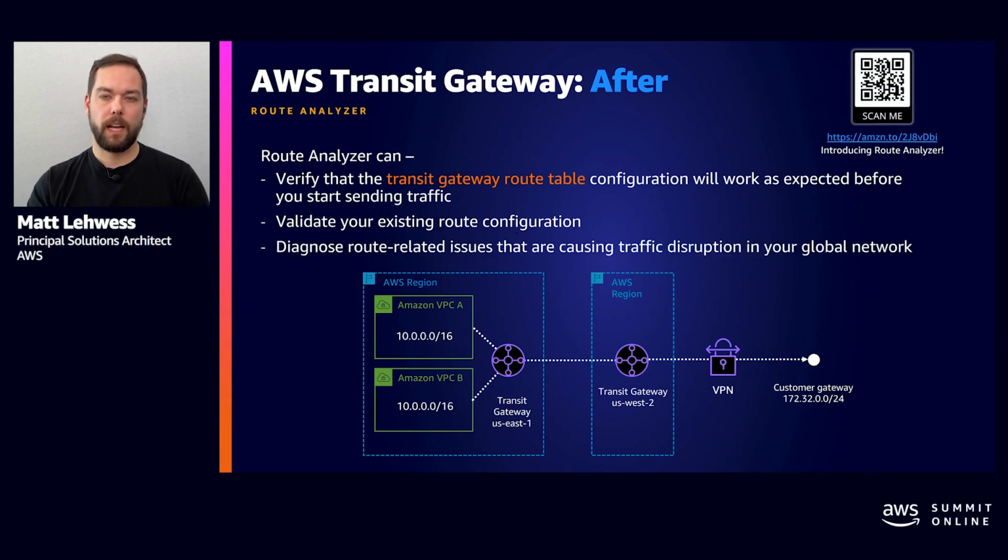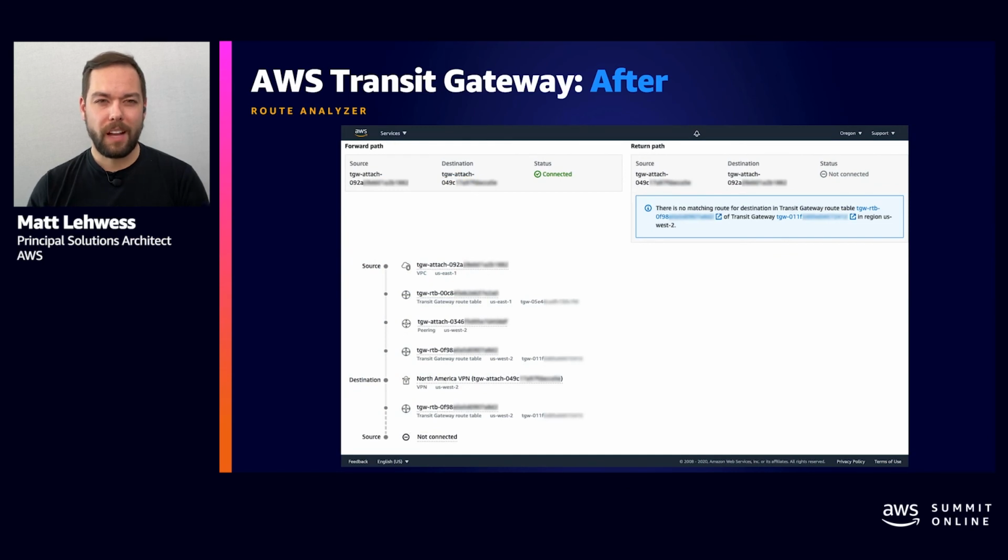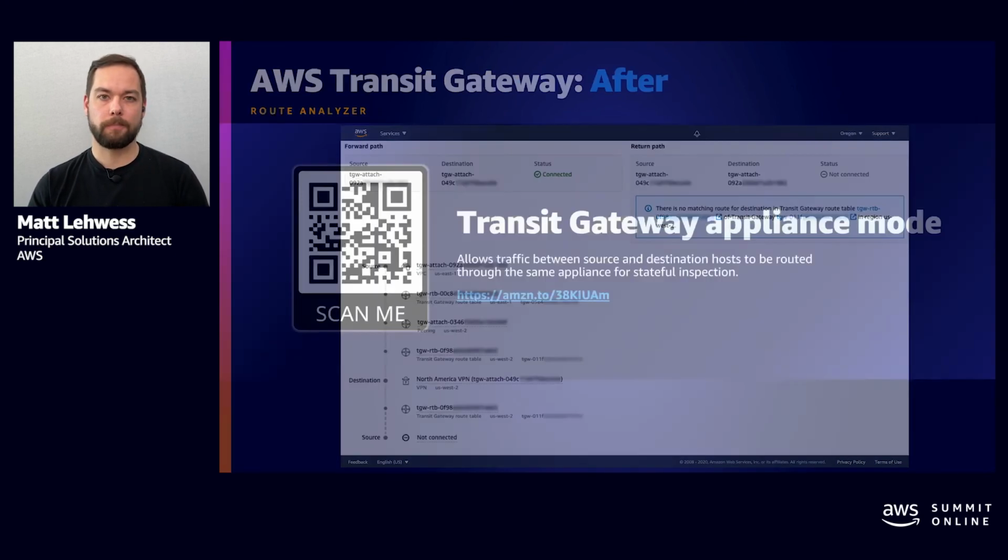I have a really quick screenshot here of Transit Gateway Route Analyzer. There's a quick QR code as well. But the screenshot is kind of heavily redacted here. Probably worthwhile jumping into the console and checking out Route Analyzer yourself as well. But this is kind of a bit of a view on what that looks like.